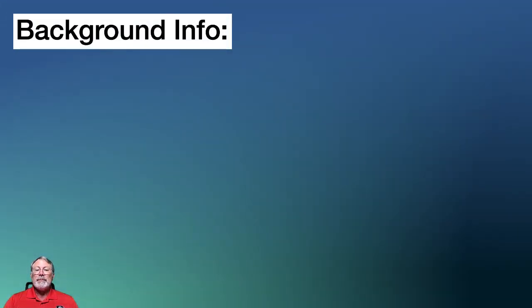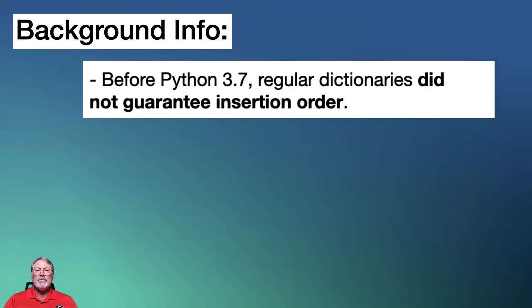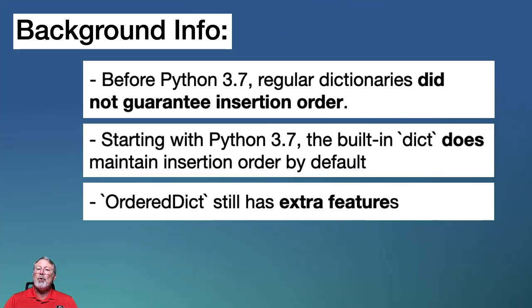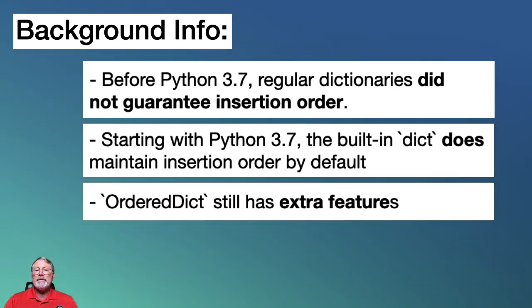Before Python 3.7, regular dictionaries did not guarantee insertion order. So if order mattered in your data, OrderedDict was your best option. Starting with Python 3.7, the built-in dict does maintain insertion order by default, but OrderedDict still has extra features like the ability to reorder items or move keys to the beginning or end with the move_to_end method.